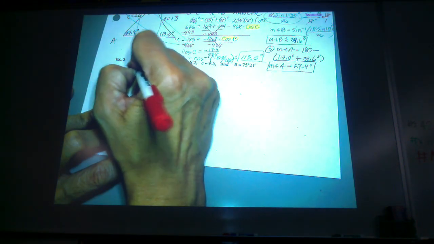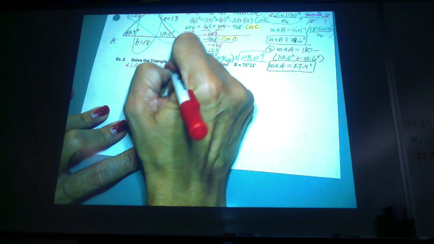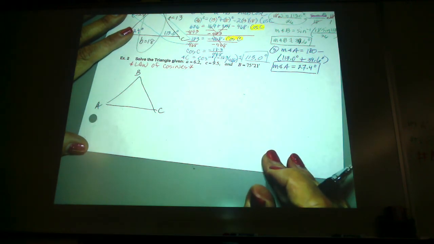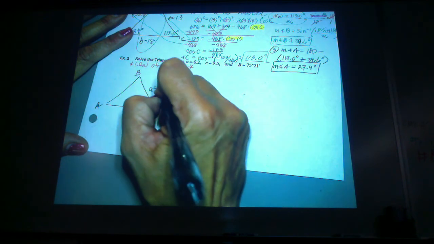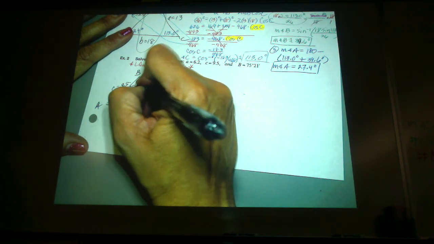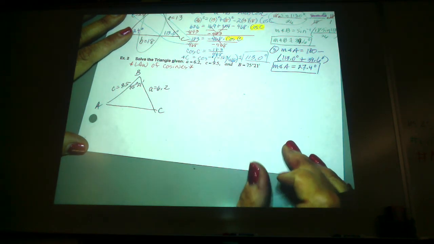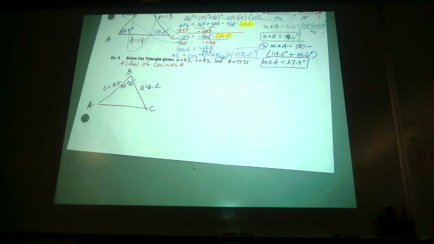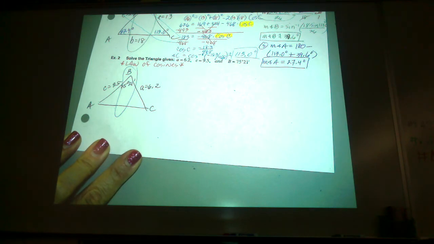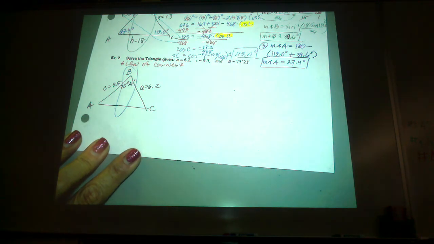So we're going to use law of cosines. I'm going to draw my triangle. Again, we're using A, B, and C. Across from angle A equals 6.2. Across from angle C equals 9.5. And angle B, 75 degrees, 21 minutes. So because I do not have the side opposite my angle, that's why we are using law of cosines. So we're going to start off with that.